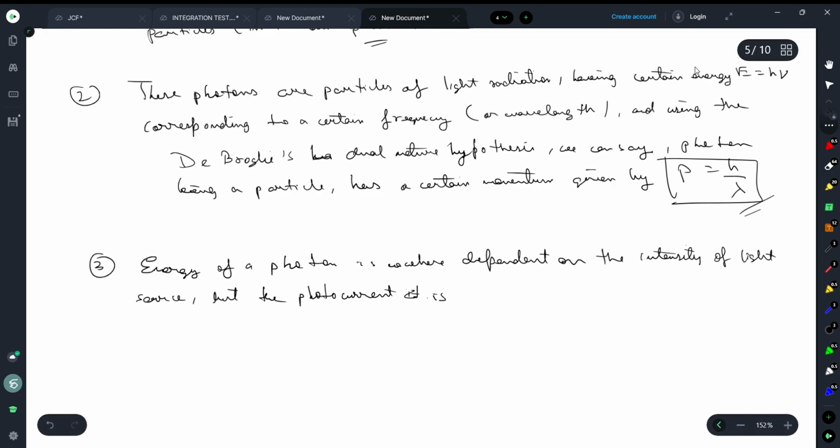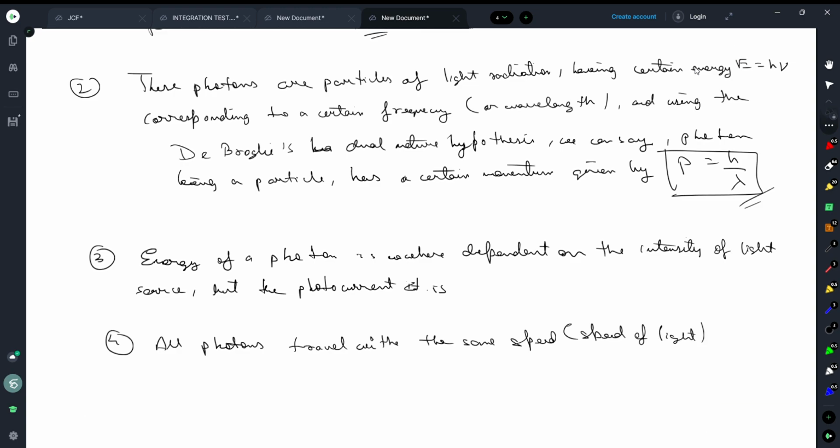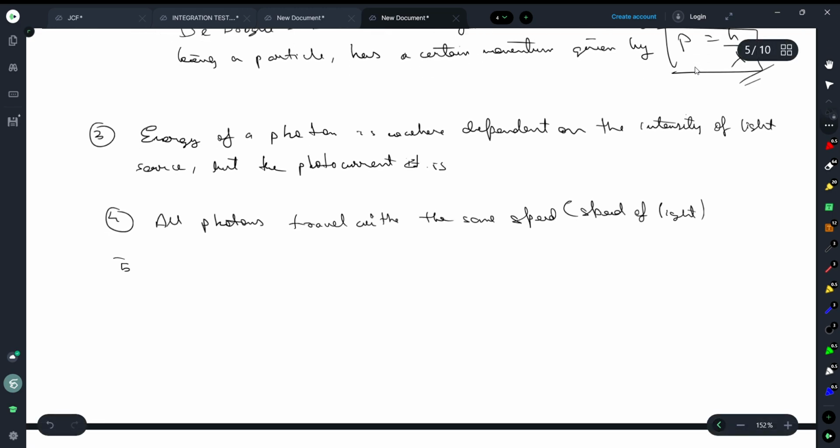The photocurrent is, okay. Number 4, all photons travel with the same speed, which is the speed of light, 3 into 10 to the power 8 meter per second. Got it? Point number 5. Frequency of a photon gives it a definite energy.